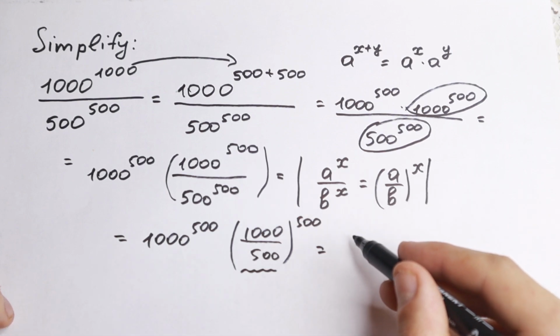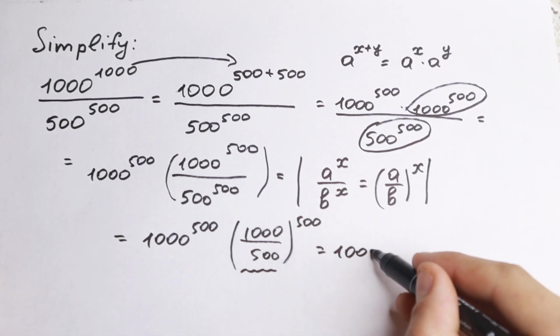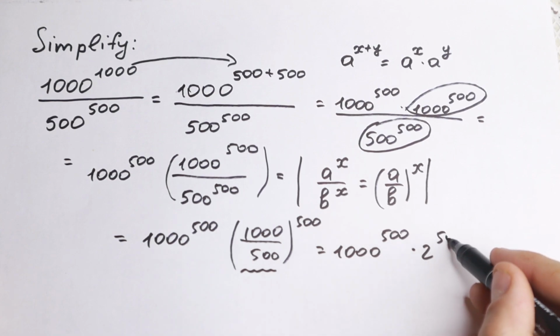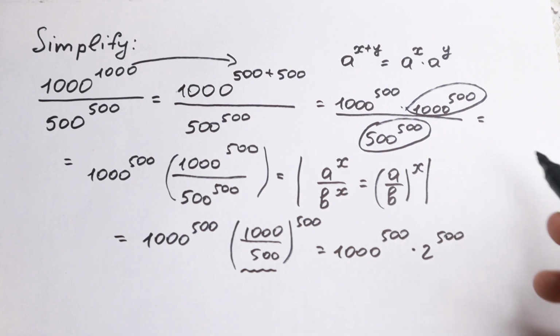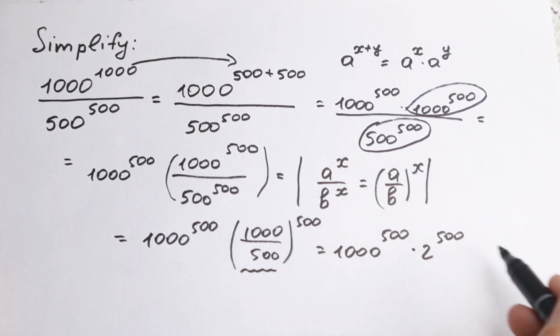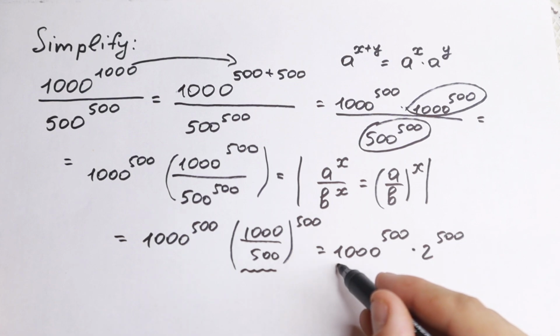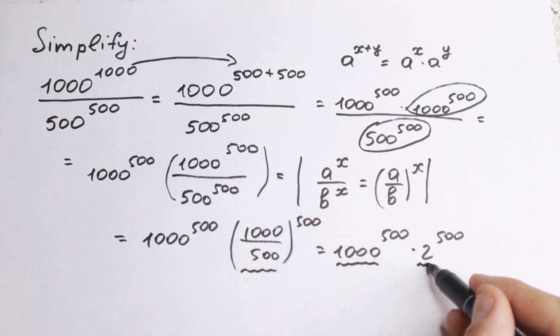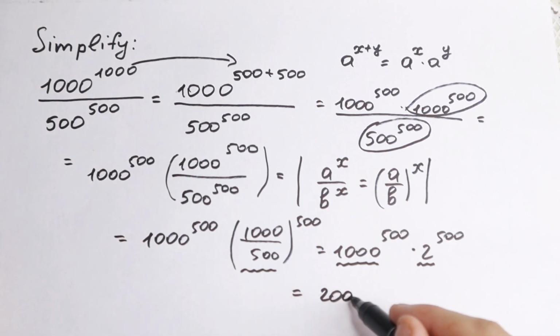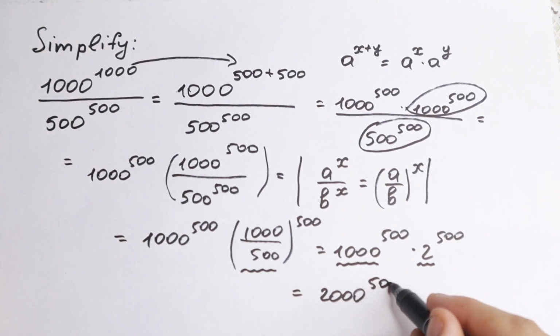And finally, we can easily simplify these parentheses because we have 1000 over 500. We all know that this is equal to 2, so we have 1000 to the power 500 times 2 to the power 500. And as you can see, if this rule works in the division way, it works in the multiplication way, because right here we can write it in one parenthesis: 1000 times 2 equals 2000, to the power 500. And this is the maximum that we can do right now.